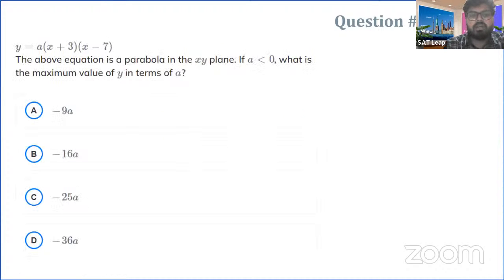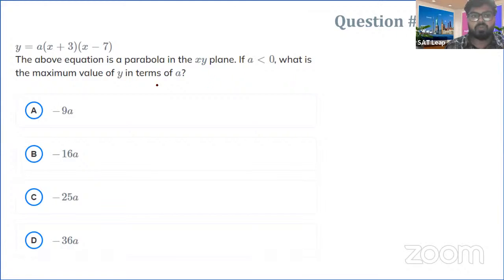Now, one more question is for you on the board. Let's see how many of you are going to answer it. If you notice, all the questions that I'm taking are related to the quadratic equation, right? Quadratic equation of a parabola. The above equation is a parabola.